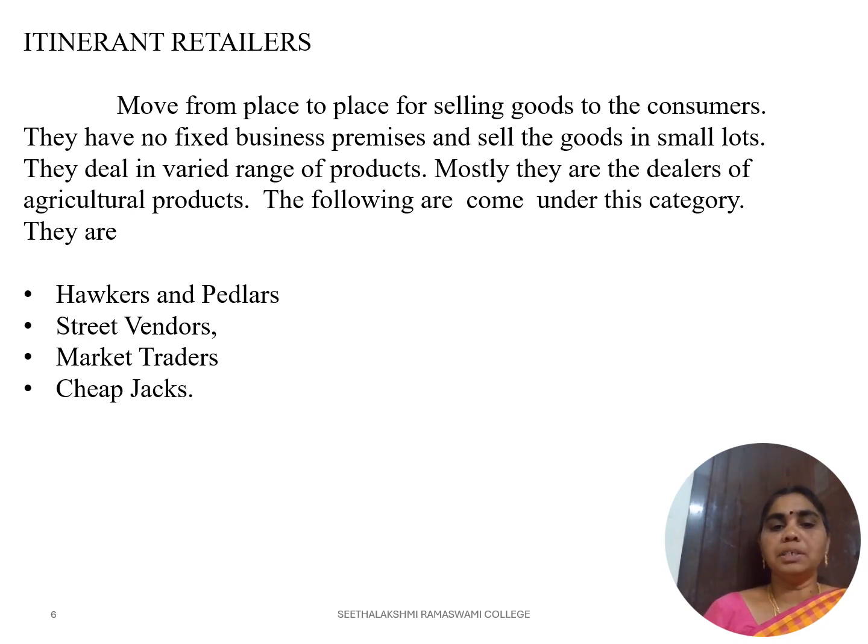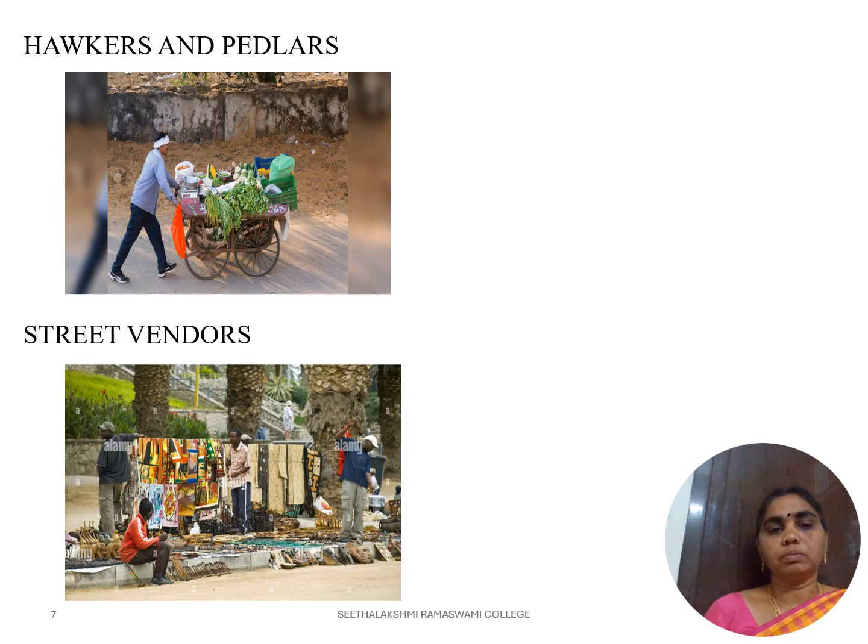The itinerant retailers move from place to place for selling goods to the consumer. They have no fixed business premises and sell the goods in small lots. They deal in a varied range of products. Mostly they are dealers of agricultural products. The following come under the categories of itinerant retailer: hawkers and peddlers, street vendors, market traders, and cheap jacks. Shall we see one by one?